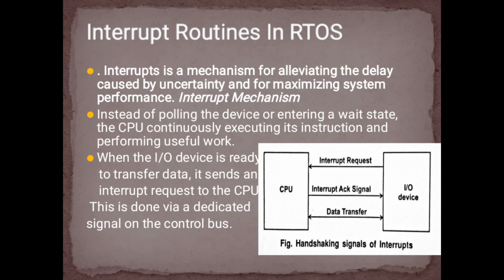An interrupt is a disturbance given by hardware or software to the process through the operating system to do the operations first. Interrupt is a mechanism for alleviating the delay caused by uncertainty and for maximizing the system performance. Instead of polling, where devices enter into a wait state, the CPU continuously executes instructions and performs useful tasks.